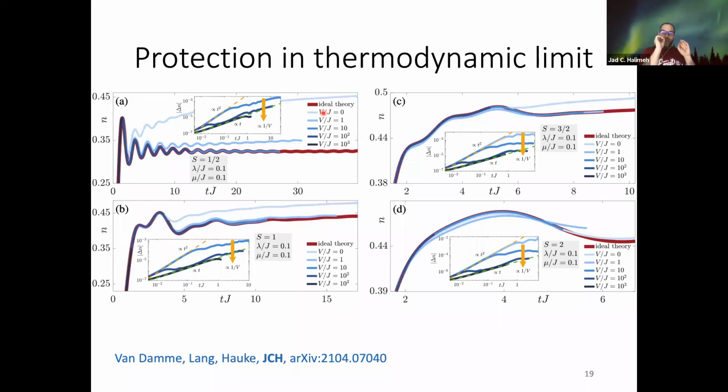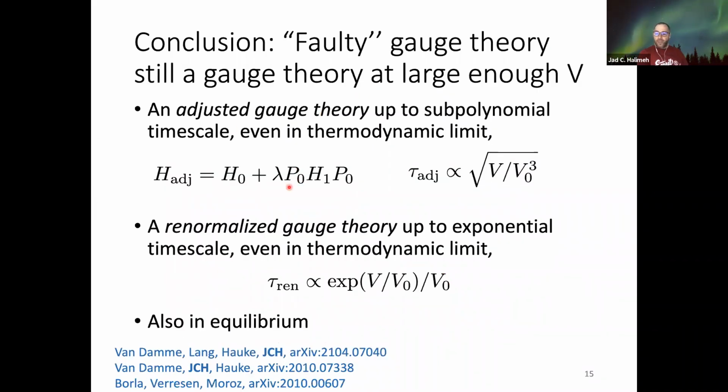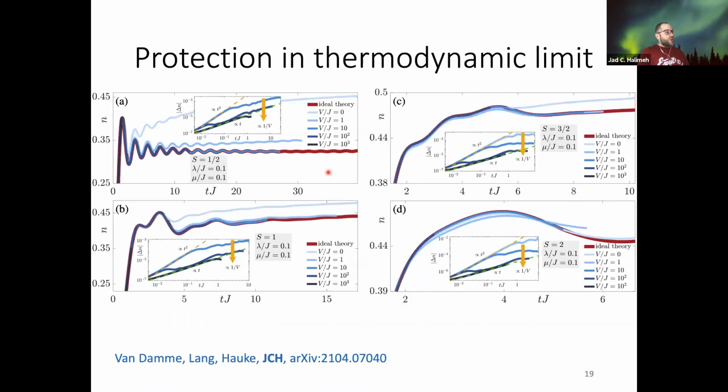So the term in the adjusted gauge theory, let me go back to this because maybe I did not explain it completely well. Here P naught is a projector onto the Gauss's law sector. And if H1 takes you completely out of the sector, then this term would go to 0. So here you see we have the dynamics under the ideal gauge theory in thick red line, and then also with the faulty theory, i.e. I have a finite lambda and a finite V. And we see that already at V equals 10, the line lies on top of the ideal theory dynamics.